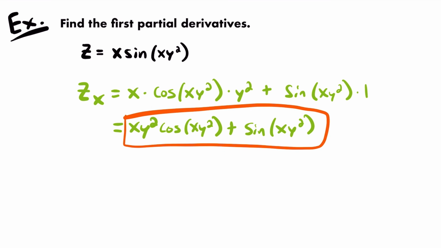But now let's find the partial derivative with respect to y, or zy. What would that be equal to? Well, remember, now we're going to be taking a derivative of this function with respect to y, so we're going to be treating x as a constant.